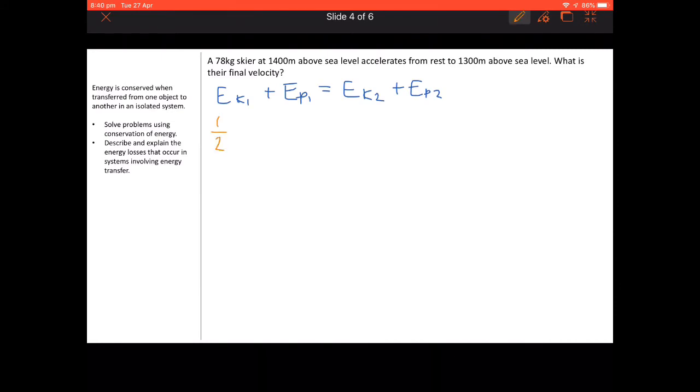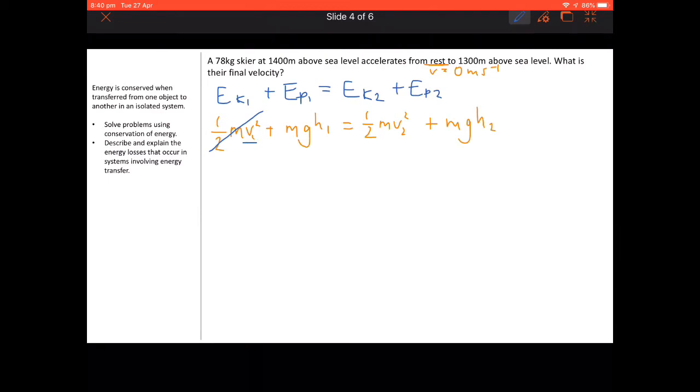So this will be half mv squared plus mgh1, and that's equal to half mv squared of the second kinetic energy plus mgh2, so the second height. We know that the velocity to begin with is 0 because they start from rest. Therefore, this here will be 0 because this initial velocity is going to be 0.